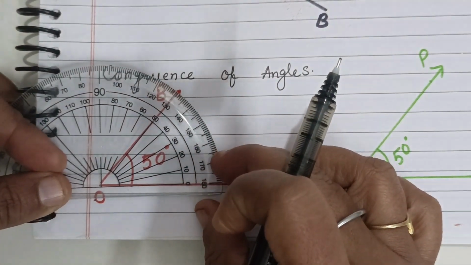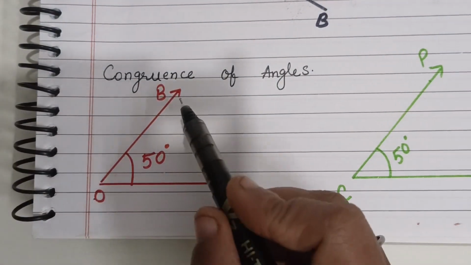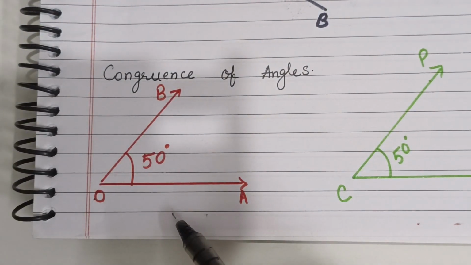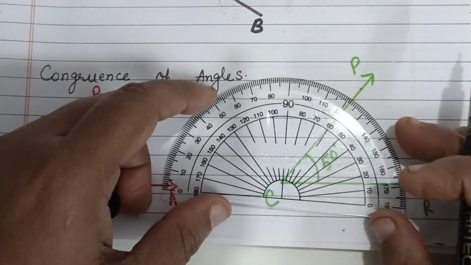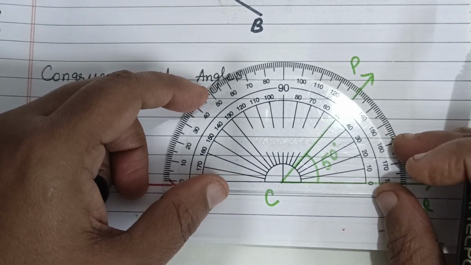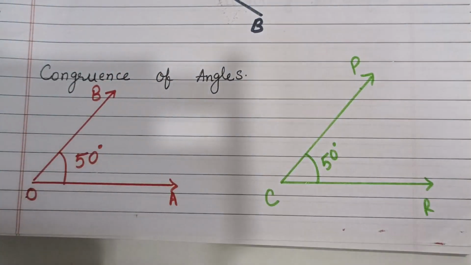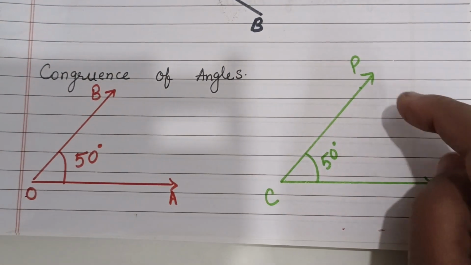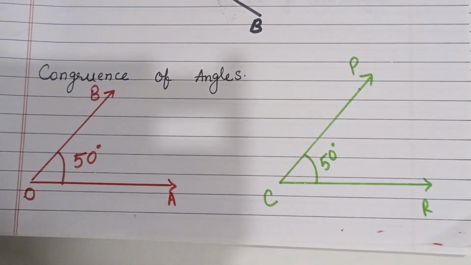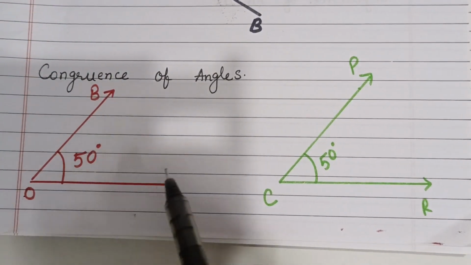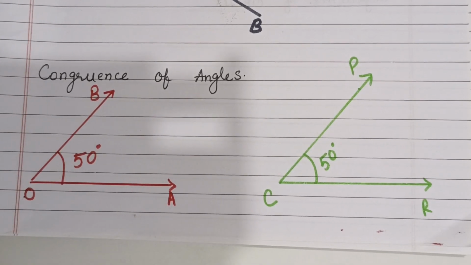It is an acute angle. You can see it is measuring 50 degrees. Now we have the first angle AOB. The second angle is PCR. We are measuring it also. It is also 50 degrees. Now when you cut this PCR and keep it over this AOB, they both will completely superimpose each other.